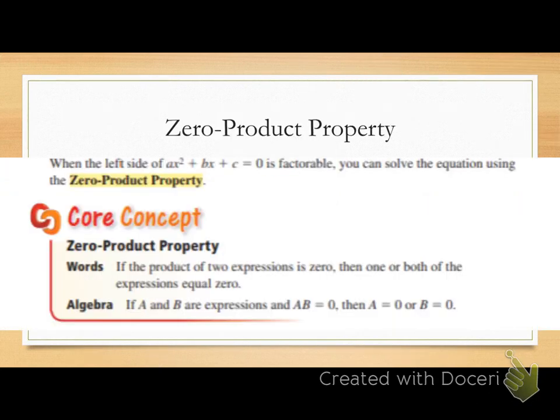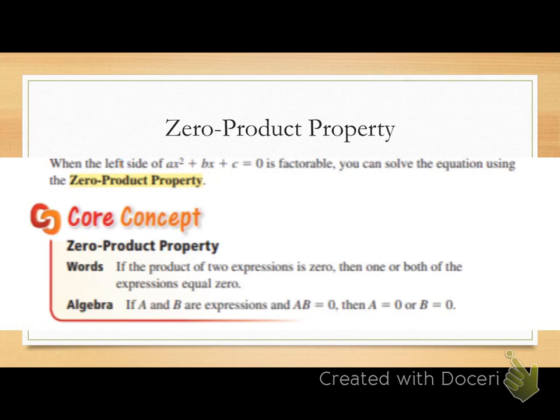Zero product property. We have talked about this before. When the left side of ax squared plus bx plus c equals 0 is factorable, I can factor it. That's what factorable means. We spent the past couple weeks factoring, correct? So when it's factorable, you can solve the equation using the zero product property.